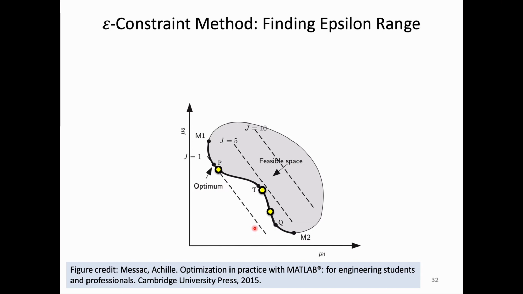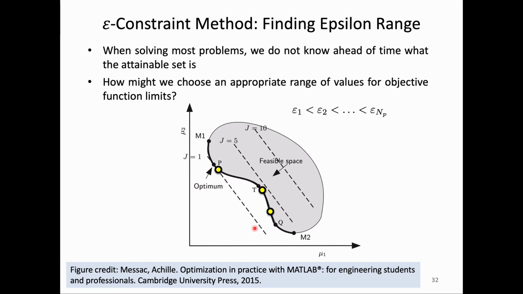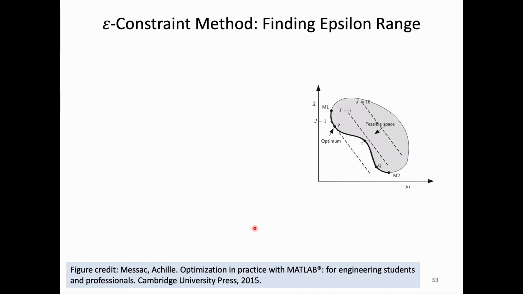We don't know what the anchor points are. How are we then going to choose appropriate values for our objective function limits? This is one of the hardest questions to answer at the beginning of solving a multi-objective optimization problem using the epsilon constraint method. I'm just going to talk through briefly one possible strategy.